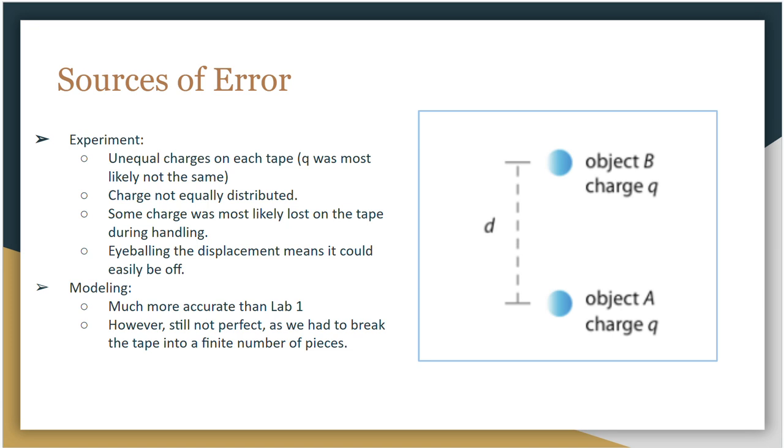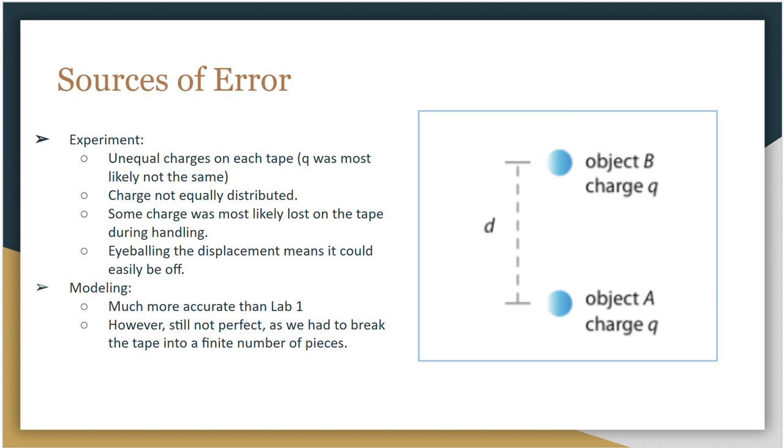Okay, sources of error. In the experiment, unequal charges on each tape were most likely present because there's no way we could perfectly charge each one using two pieces of tape. I'm sorry, but it's just not possible. The charge was not equally distributed. It's most likely to say that was the case, as we were not able to truly determine how much or where we charged that tape to be exact.